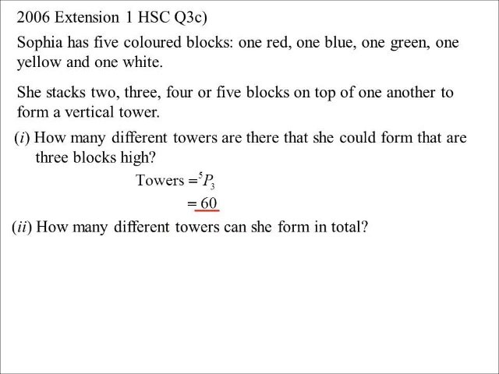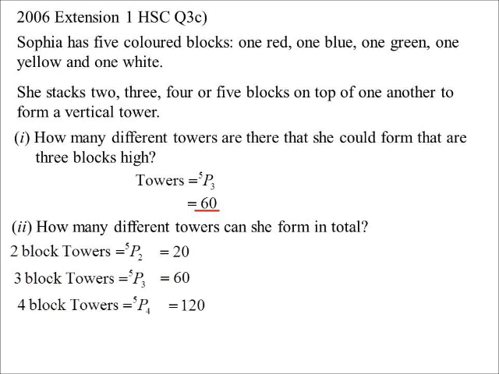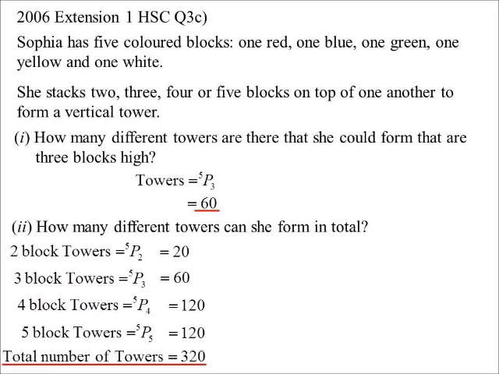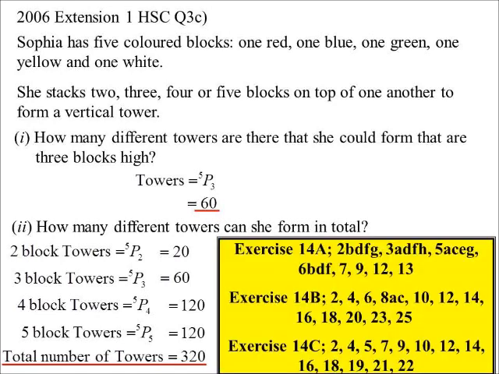Well, how many different towers in total? All right, well, 2 block towers would be 5P2, which is 20. 3 block towers, 5P3, we just worked that one out, 60. 4 block towers, there's 120 of those we could make. 5 block towers, there's 120 of those as well. So adding them all up, there's 320 different towers that we could make. Yes, that was a heck of a lot. You're gonna love this, trust me.